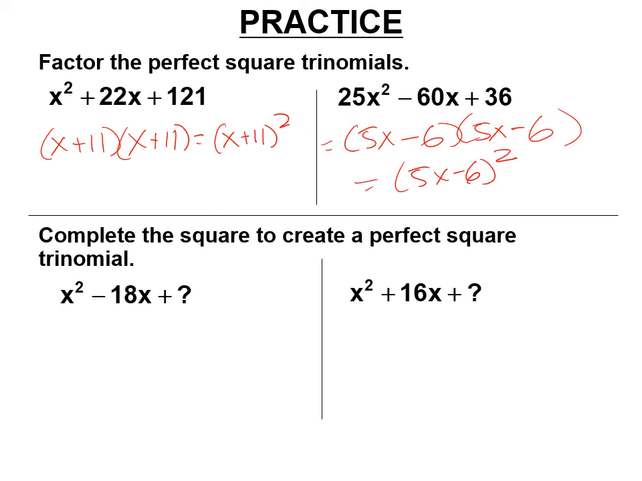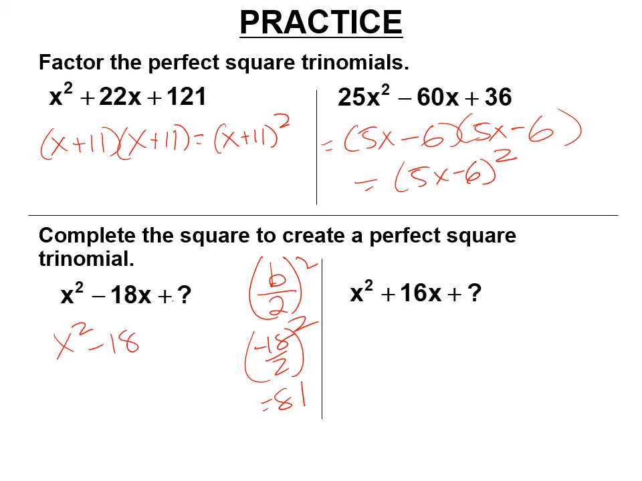These are equal for all values of x. All right, to complete the square, you take b divided by 2 and you square it. So b here is negative 18, divided by 2 is negative 9. Negative 9 squared is 81. So to complete the square, it must be 81. All right, and to check it, it would be x minus 9 squared.